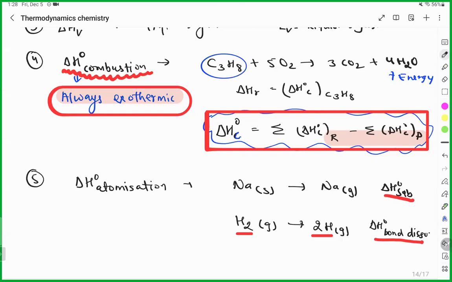In standard state, if you want to calculate combustion energy, for example, you take C3H8. This is propane, a 3 carbon propane. This is a fuel. When it burns in the presence of oxygen, it will produce 3 CO2, total 8 H, that's why 4 H2O molecules, and some energy.